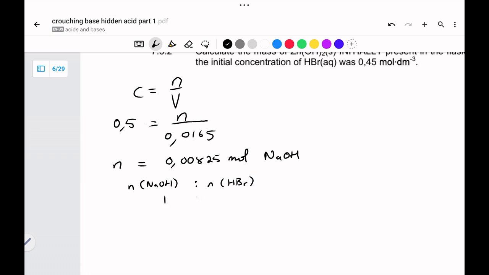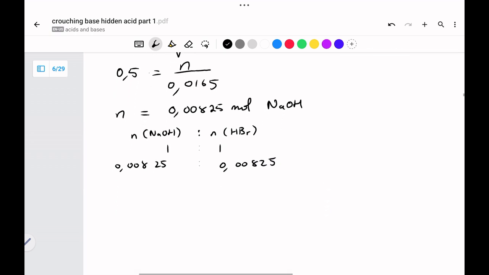That is 1 to 1. So these moles here, you still get a mark for showing this, even though it's not complicated. Okay, and now let's get the concentration.